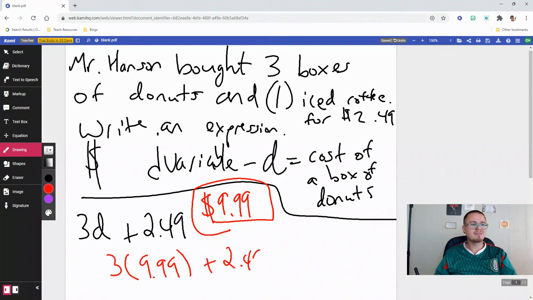That's called substitution. We do the substitution now. 3 times 10, essentially, right? It was $30. Take away 3 cents, so you get $29.97 plus $2.49 is how much I'm spending at Dunkin'.